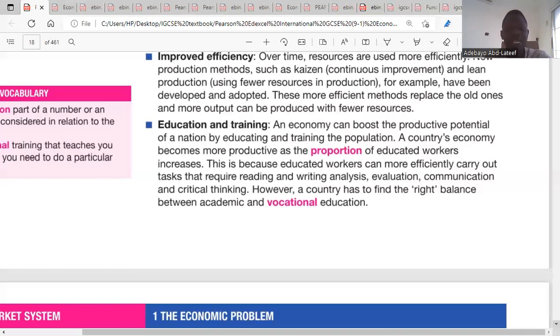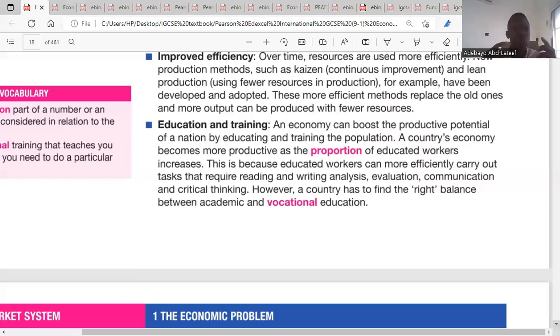However, a country has to find the right balance between academic and vocational education. We know academics already, reading, that's education. But when we talk about vocation, it means training you to have certain skills for a particular job. That is vocation. So we have to understand the difference between academics and vocational.